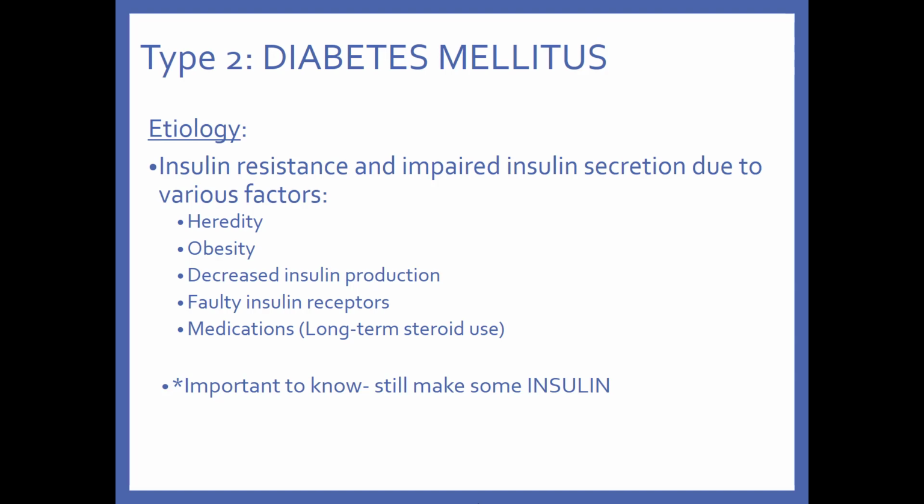So all of those are definitely risk factors for type 2 diabetes, but it is very important to know that type 2 diabetics still make some insulin. So that is a major defining factor there between type 1 and type 2.